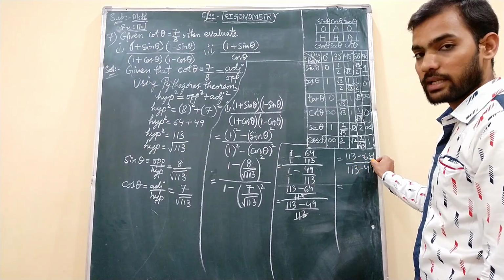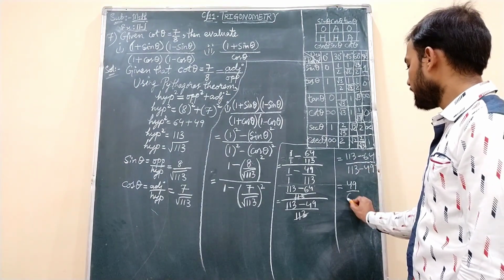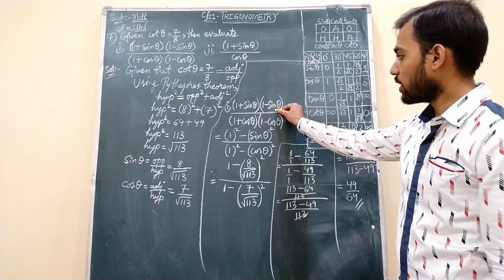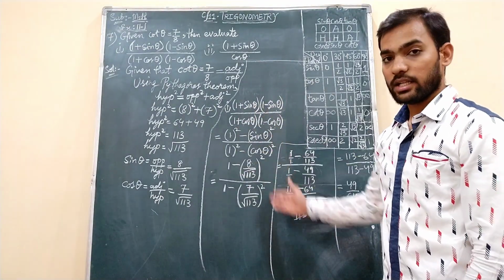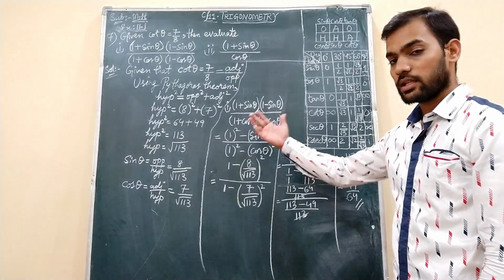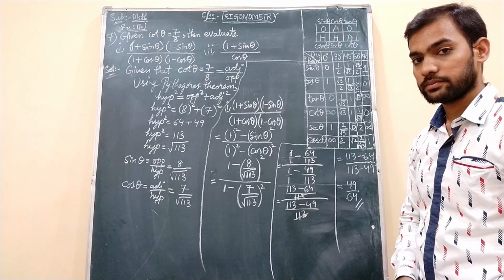When you do 113 minus 64 you will get 49, and when you do 113 minus 49 you will get 64. So the value of this expression is 49 by 64. Okay. One more bit is there. Once you people finish with this one, just copy down this one, then I will find out that second value also.